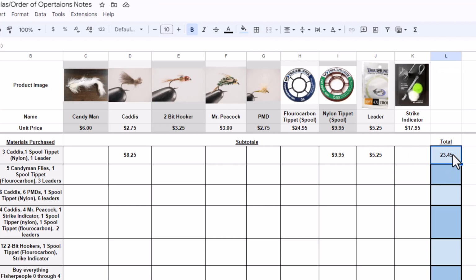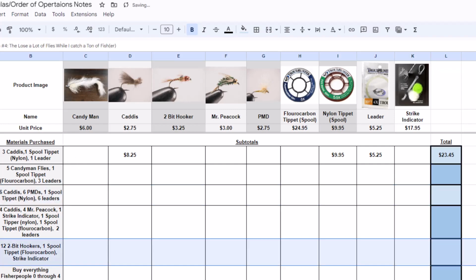And you know what bugs me? I forgot to hit the dollar sign. Now I feel better. So Fisher person number 0, the minimalist, is going to spend $23.45, 2345, that's kind of fun, at Jeff's shop. Your job now: do the rest of the Fisher people, 1, 2, 3, 4, and 5.